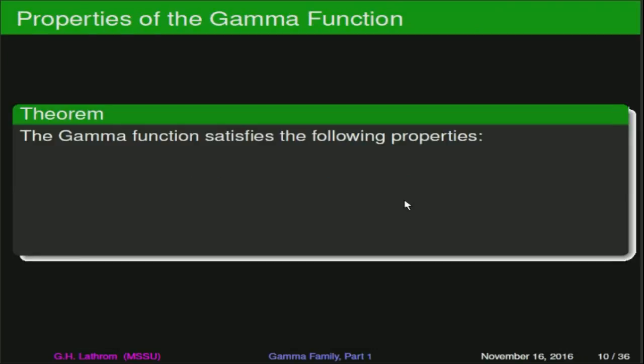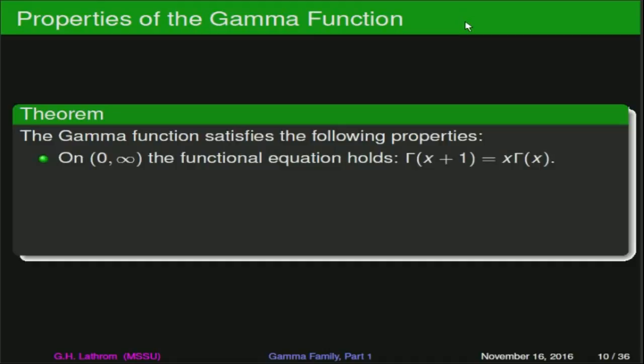So now here is what we really come to when we were talking about solving that very first problem, that we said that the gamma function was an extension of the factorial function. And so we really see that in this particular theorem. So the gamma function satisfies the following properties. On 0 to infinity, we have this functional equation, and this we kind of got by integration by parts: gamma of x plus 1 is equal to x times gamma of x.